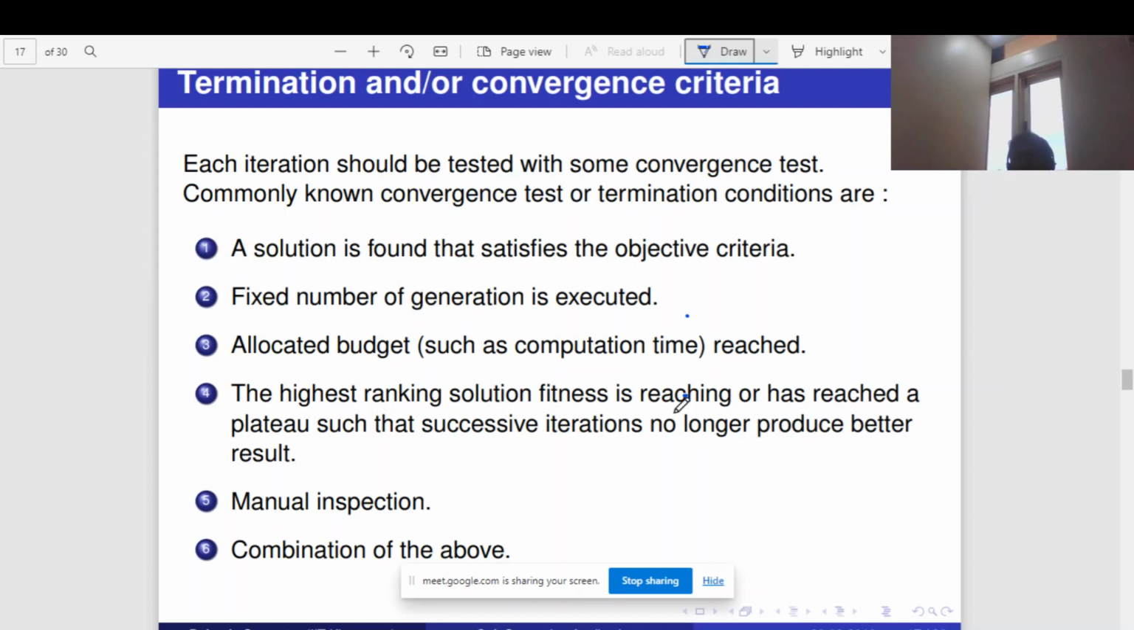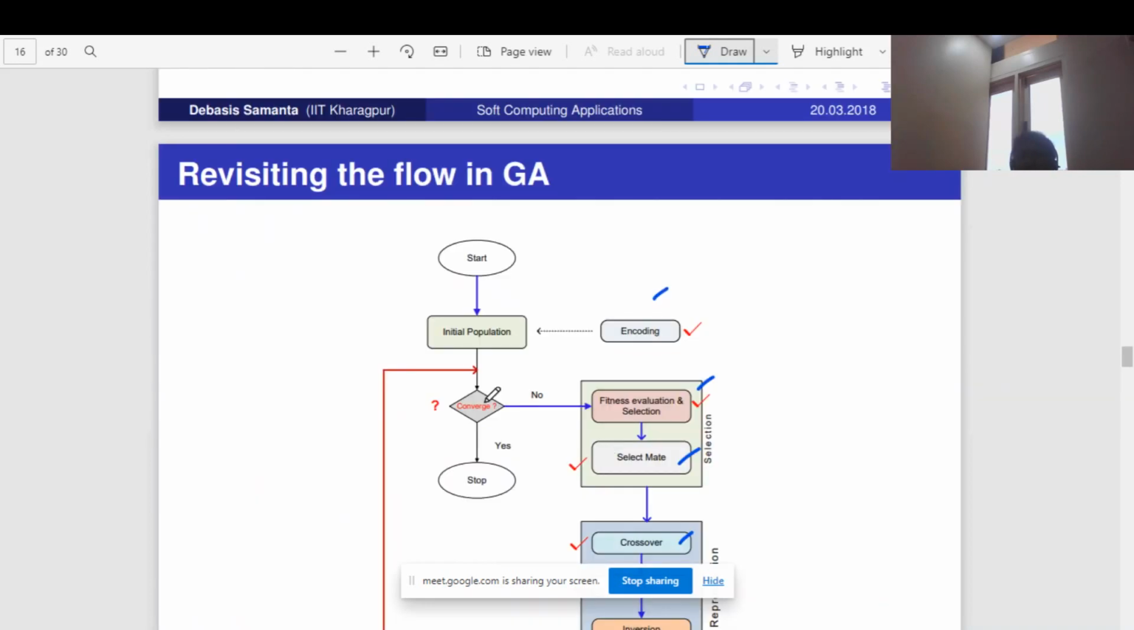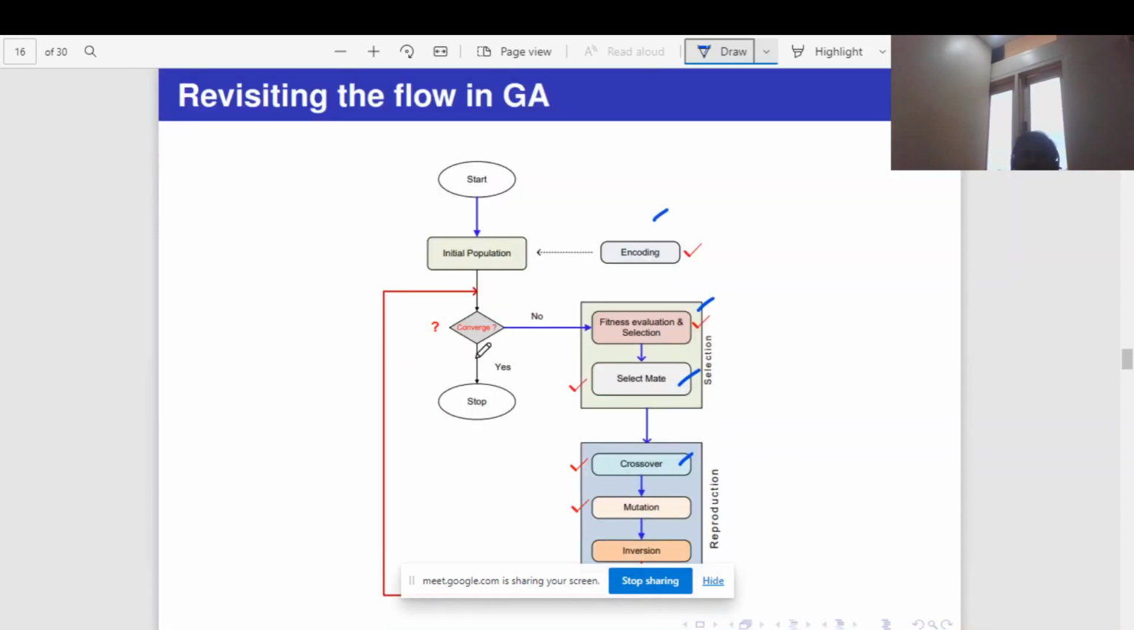So convergence means what? When should we stop? Actually, this is a critical question in genetic algorithm. Not only in genetic algorithm, in any AI based problem, this is a critical question. Why it is critical is because it depends on the optimal solution. Remember that the optimal solution need not be the best solution. Optimal solution means I am okay with that solution. Or, given the situation, it is fine with that solution. Okay.